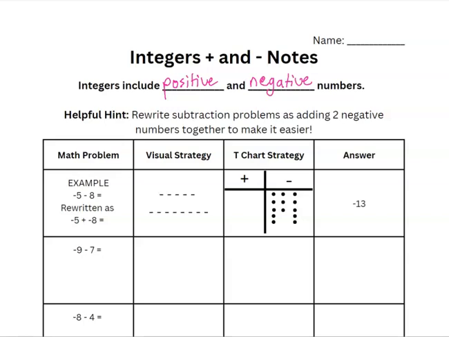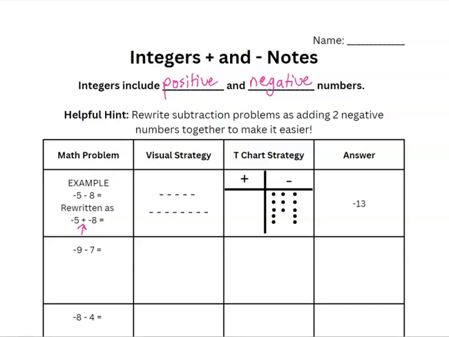Let's take a look at this first example. This first example says -5 minus 8. That is not super fun to look at, and it's kind of confusing. So instead, I'm going to rewrite it as -5, and then I'm going to add in this little plus right here, plus -8. So now, the two strategies we talked about last class, we have visuals, so we have 5 negatives here and 8 negatives down here.